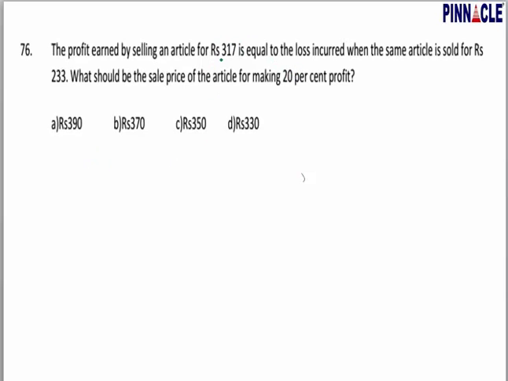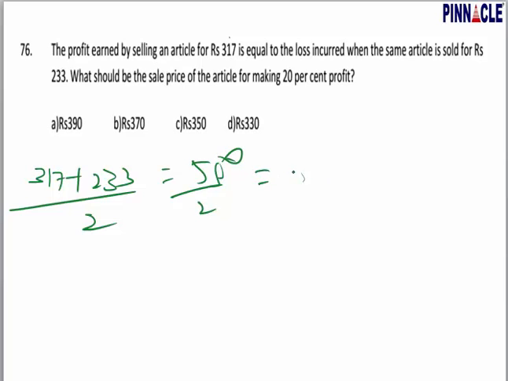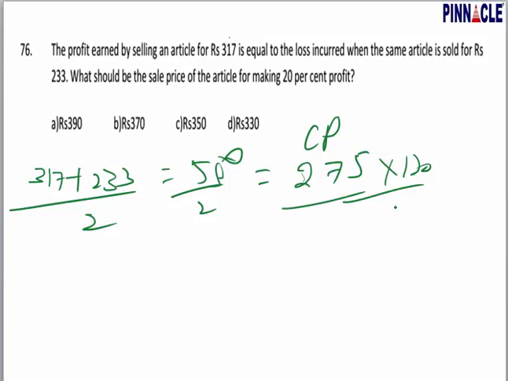Now in such kind of question, what you have to do is you have to first calculate the cost price. And how will you solve? How will you calculate cost price? This is the cost price. You can say 300 plus 200, 500, 550 divided by 2, that is 275 is the cost price CP, and 20% profit, that is 120 divided by 100.